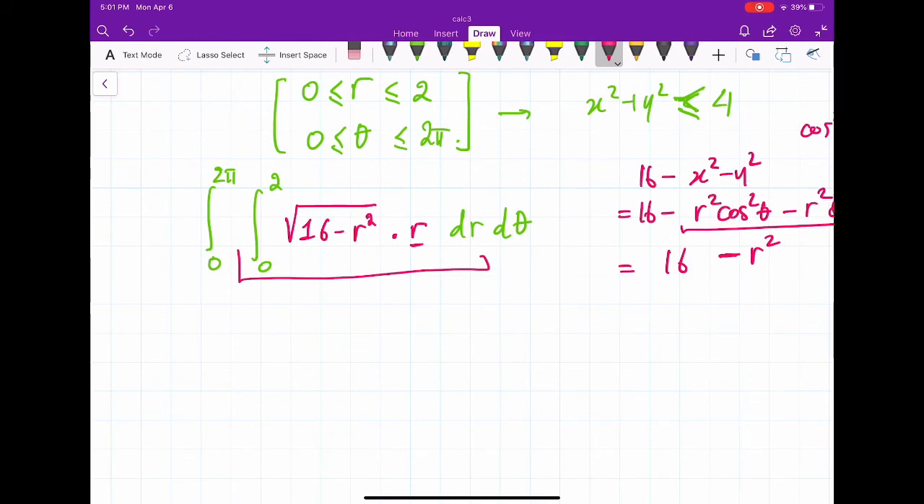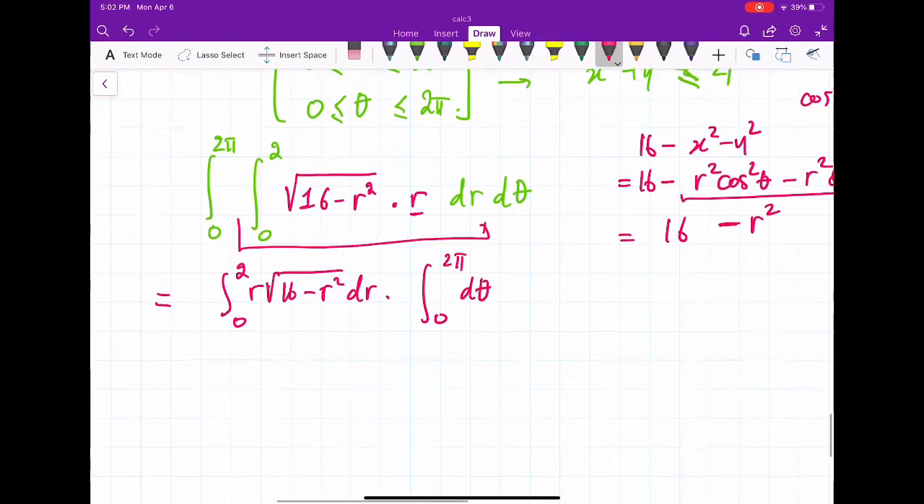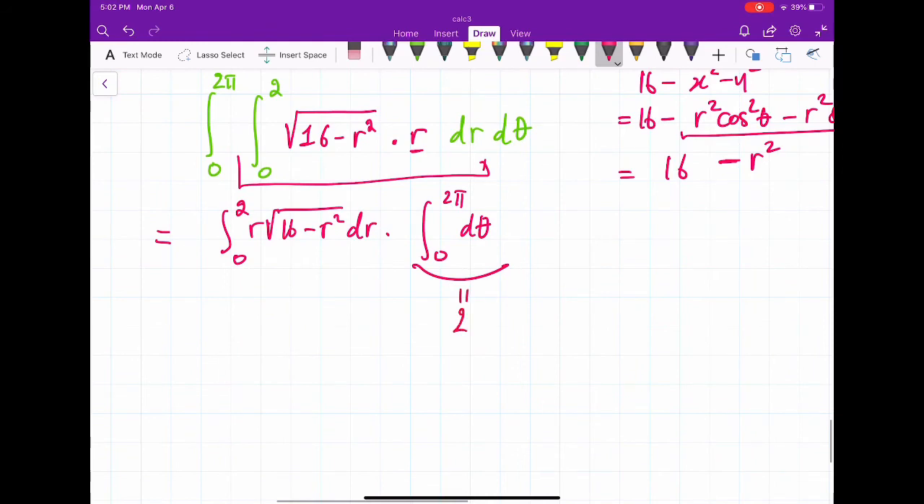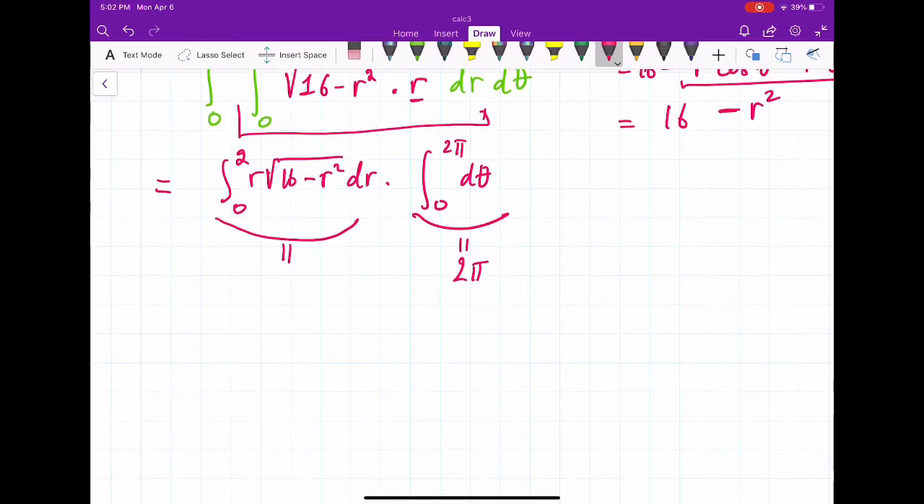And as I mentioned, this integral does not have any theta. So basically, you can break that into a product of integrals. That is equal to the integral from 0 to 2 of r times 16 minus r squared dr, times the integral from 0 to 2 pi d theta. So this guy is just 2 pi. Now our job is to find this integral. Make sense? But this integral is a very standard one.